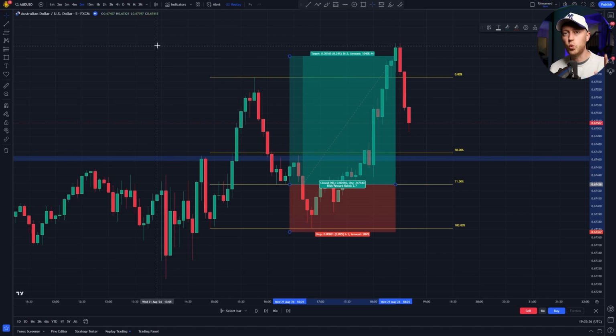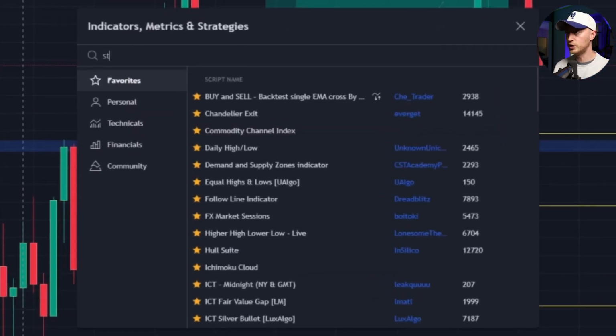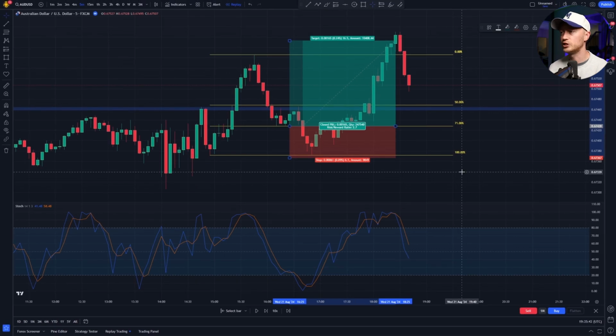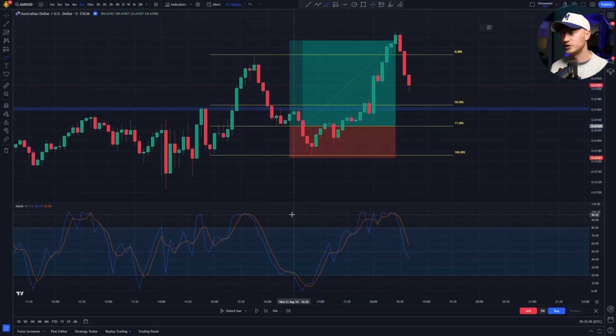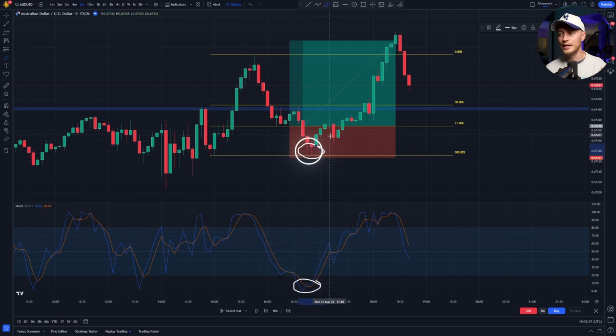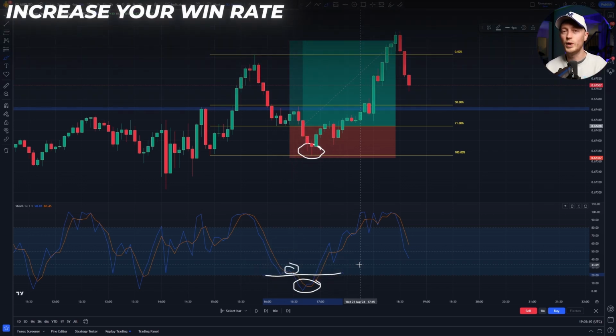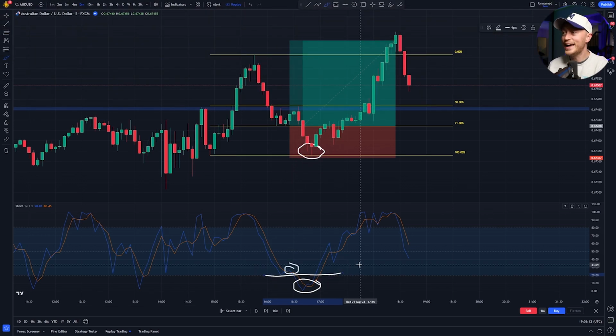Now, the second way to solve this issue is by using the stochastic. So let's put that on the chart and take a look at what the stochastic is showing us. If we only want to buy when the stochastic is down here oversold, that means we would be entering the trade right here, which is giving us an even better entry. At the point where we did enter, we were not oversold yet. We were not below this line right here. So this is an easy way to increase your win rate with this strategy. And had I done that a couple of times, my trades would have been even better.